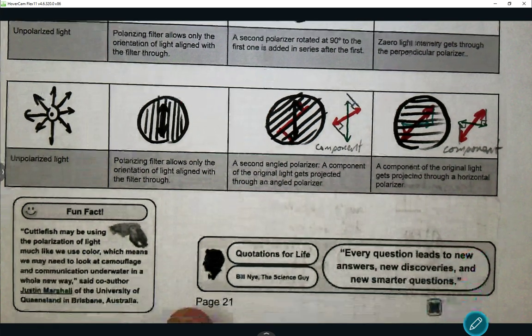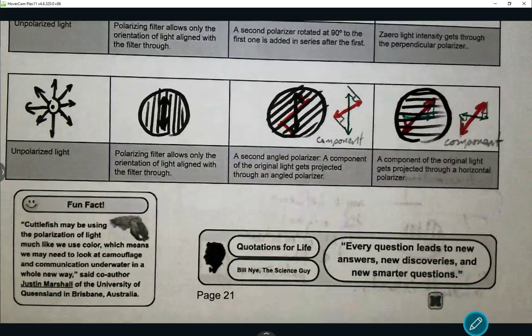And if you did care about cuttlefish, there's just a little bit more about cuttlefish.